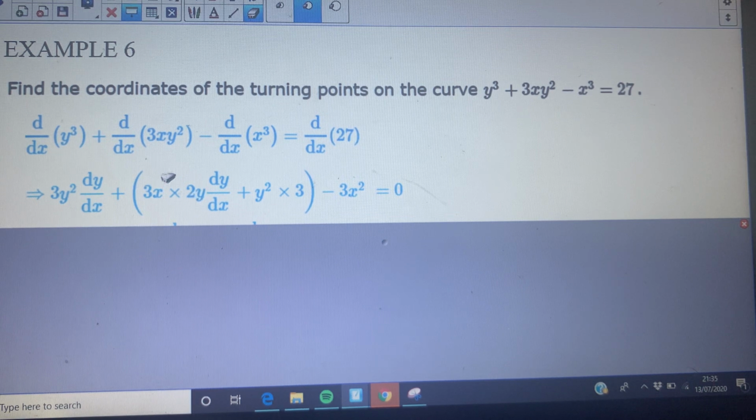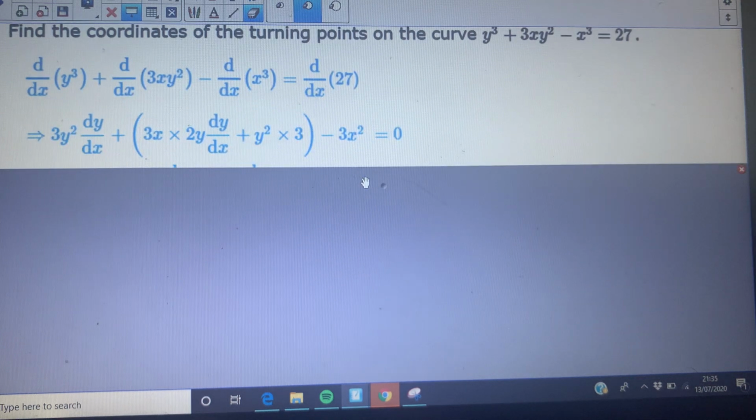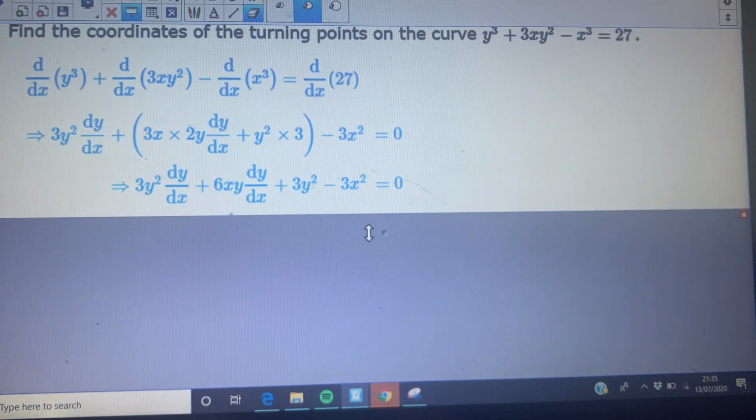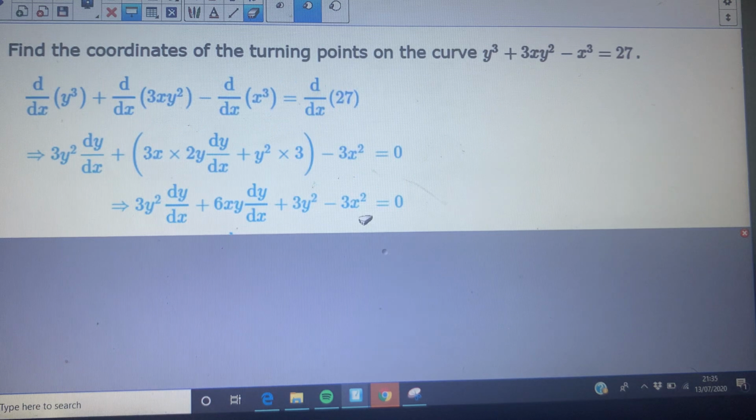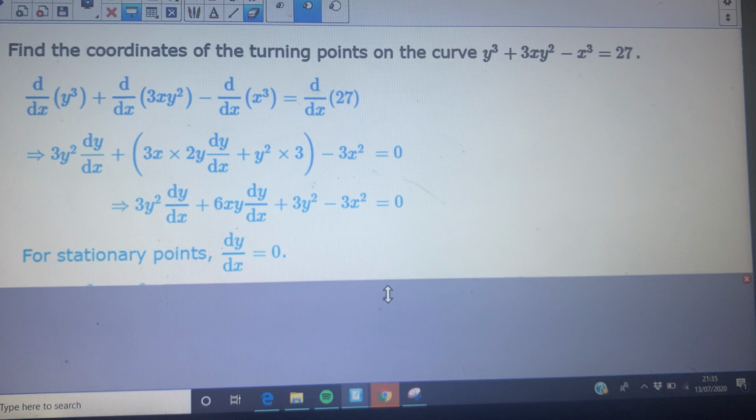So be careful with your product rule. So if we think again, that's u and that's v. So u dv dx. So 2y times dy dx, v du dx. And so we've differentiated our product. And there we have our differentiated expression. Now we know that turning points happen when dy dx equals 0.